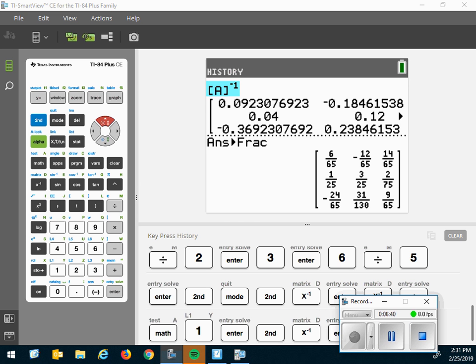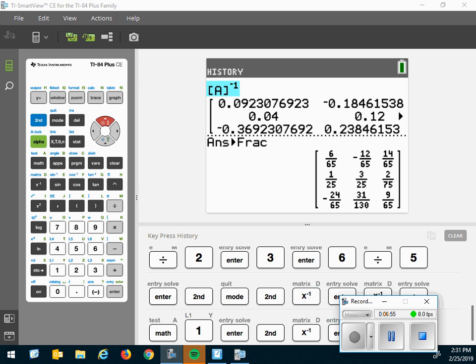Let me show you how to multiply two matrices together. If you multiply a matrix times its inverse, what do you get? 0, 1. What's it called? The identity matrix. Good. So let me show you how that would look.